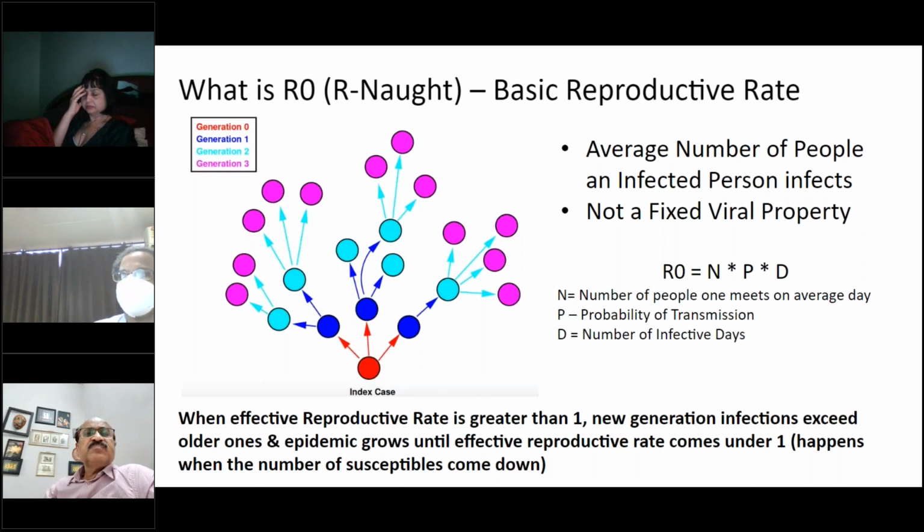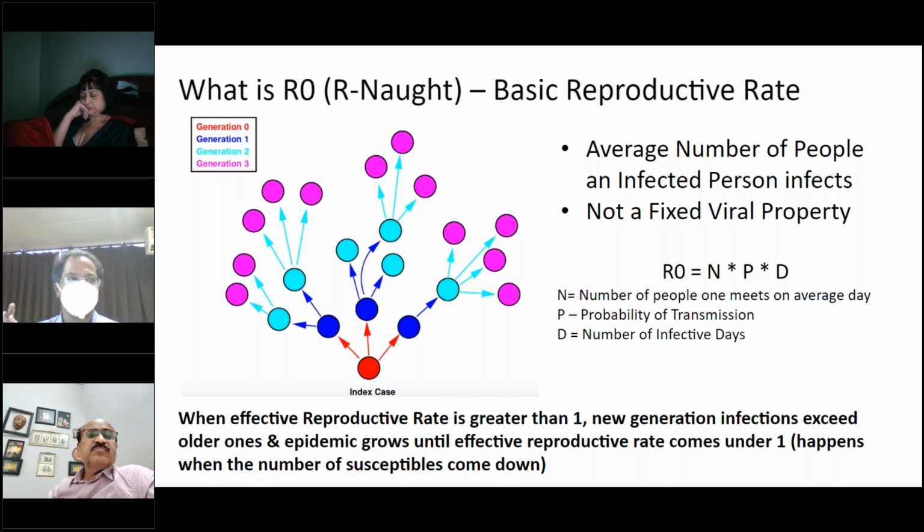In fact, the best way to understand R-Naught is to see it as a product of 3 parameters. One is N, the number of people you meet every day. P is the probability of transmission. If you encounter a person, what is the probability that you transmit? Is it 50%? Is it 10%? Is it 20%? And this probability can be changed by our physical interventions like physical distancing, whether you wear a mask, whether one person wears a mask, whether both persons wear a mask, or what type of mask, all this will affect the probability.